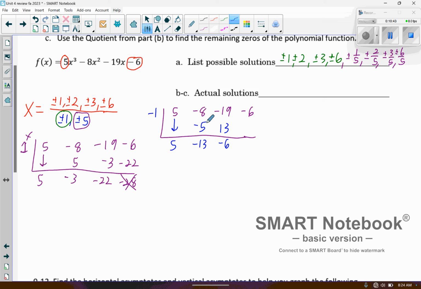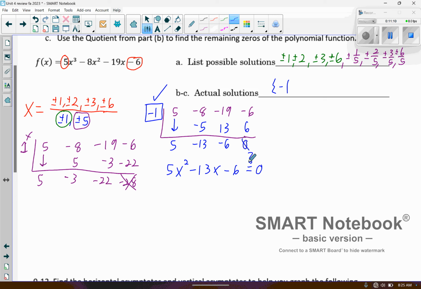Ooh, this is looking good. And then let's see, -1 times -6 is +6. That adds up to 0 right there. And so, yes, I found a solution. So I know that -1 is going to work. So what I'm left with is 5x squared minus 13x minus 6. And what we're trying to figure out is what would make that equal 0.